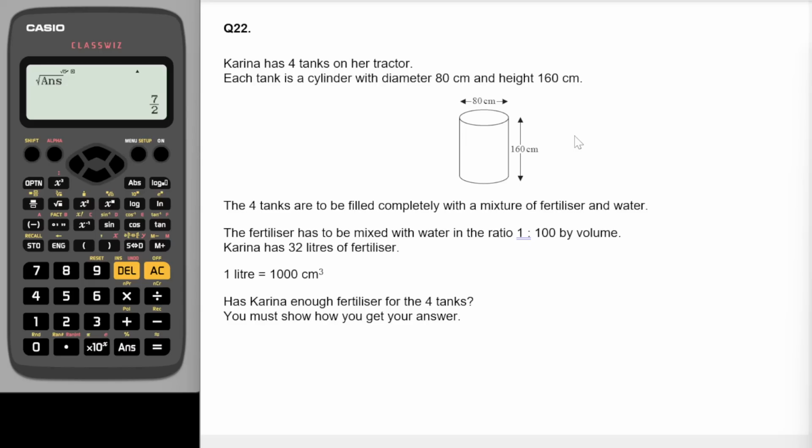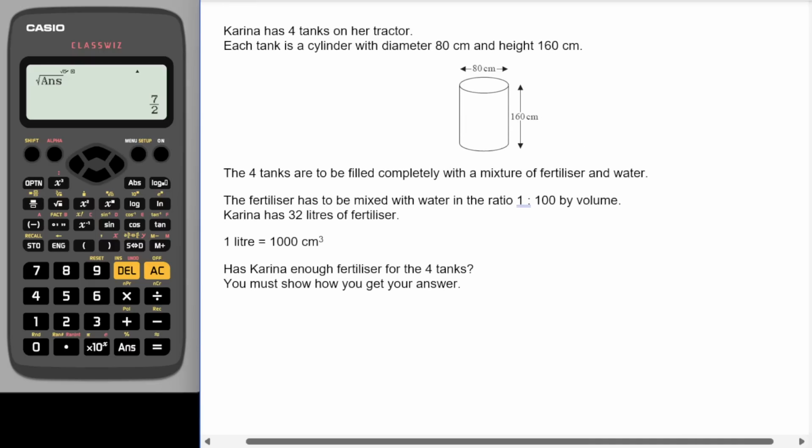Karina has 32 litres of fertilizer. 1 litre is 1,000 centimeters cubed. Has Karina enough fertilizer for the 4 tanks? So I'm going to work out the volume that she needs to be able to fill to start with. Just scanning the question again, is that the easiest way of doing it? Yeah, I'm going to do it that way.